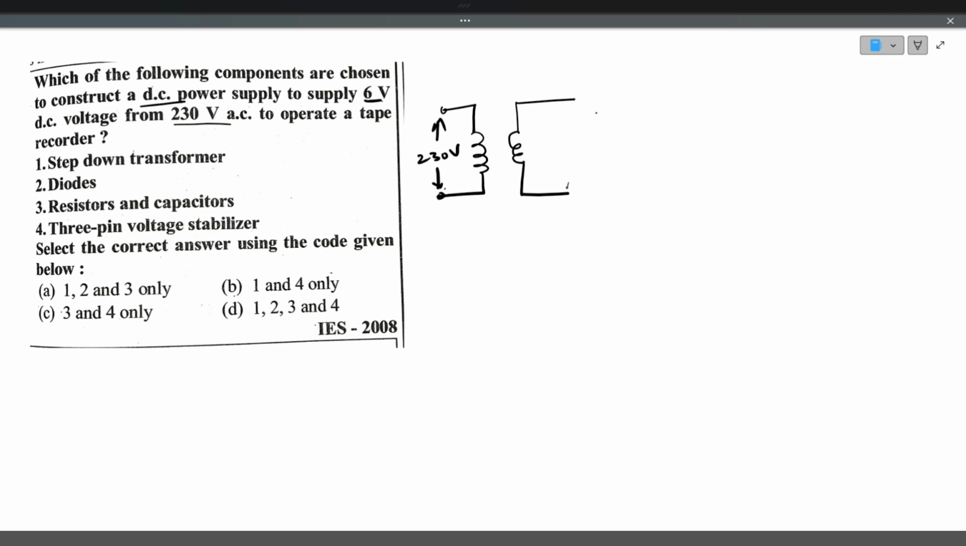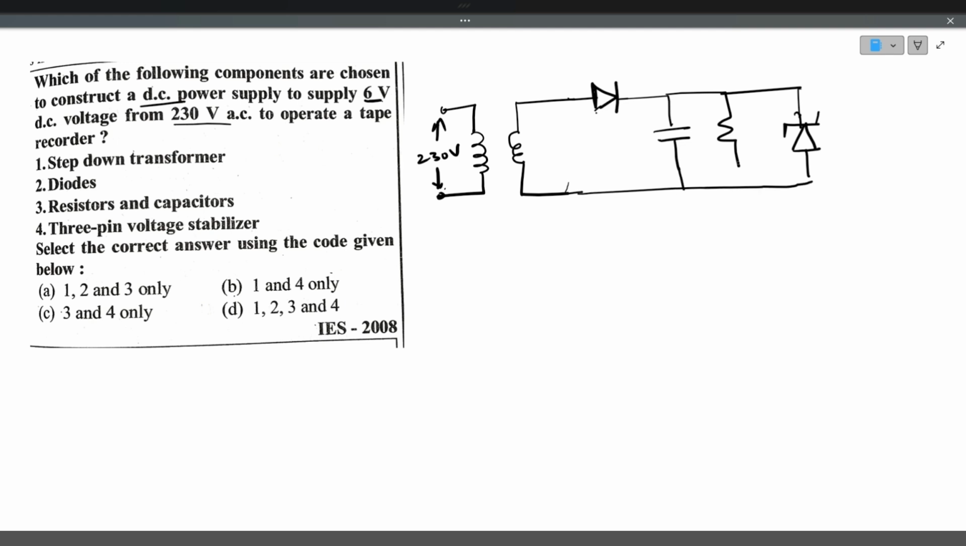Okay. So this transformer output should be given to a rectifier. That is diodes. Basically, it is a diode. Half wave rectifier I'm taking. Then it will be given to the capacitors and the resistors, which act as a filter. Then it should be given to a voltage stabilizer. Usually we will take a simple voltage stabilizer, that is a Zener diode, or in advanced systems you can take a 3-pin voltage stabilizer. This is the actual system.